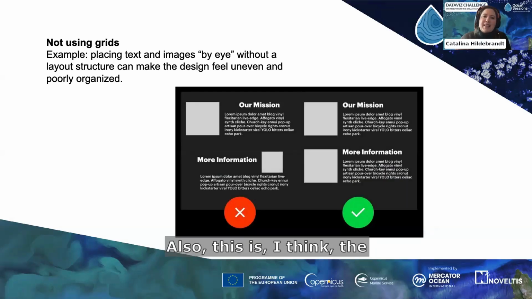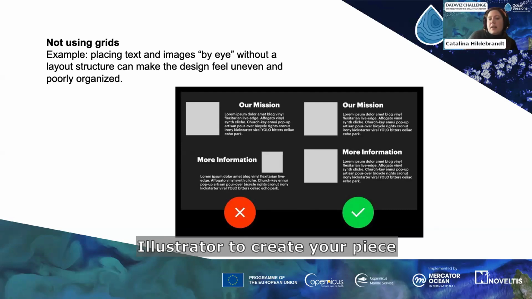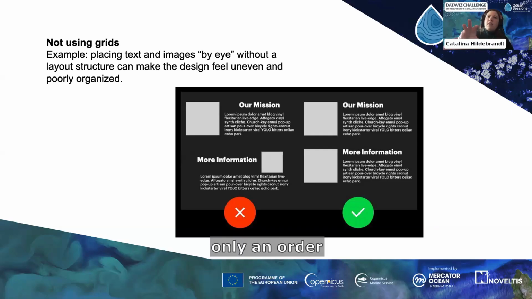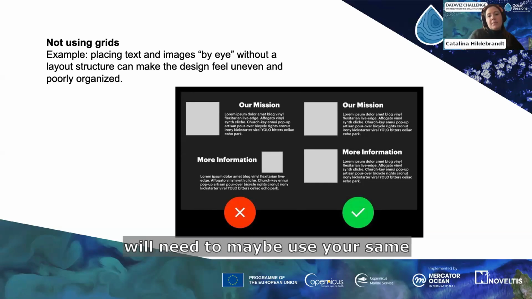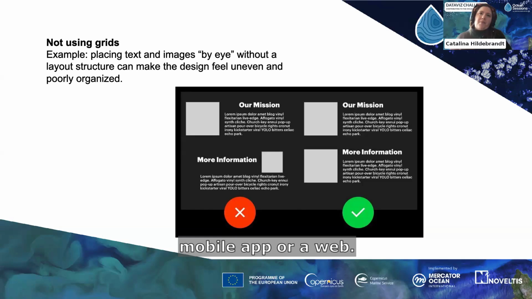Also, this is, I think, the biggest mistake that we can all make: not using a grid. If you're gonna use software like, I don't know, Adobe Illustrator to create your piece after using Copernicus data, I always recommend to use a grid. I'm gonna show you later a little bit how I build my grid and why it is so important. But I think it's very important to have that, because that gives you not only an order for the reader, it also gives you the flexibility that maybe you will need to use your same design or data visualization for a mobile app or a web.